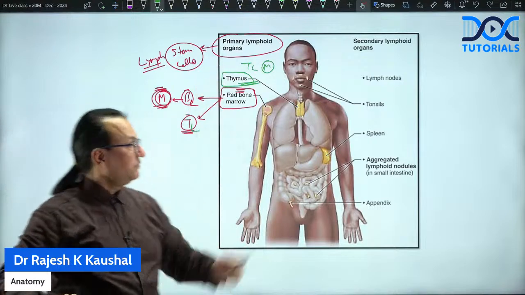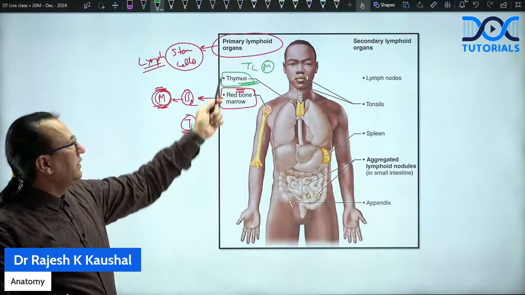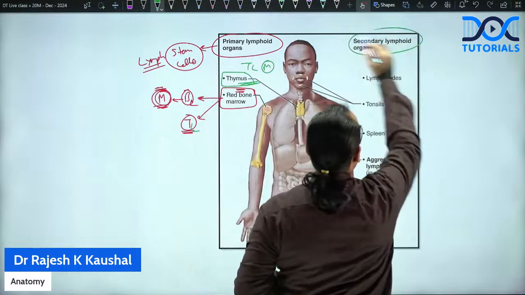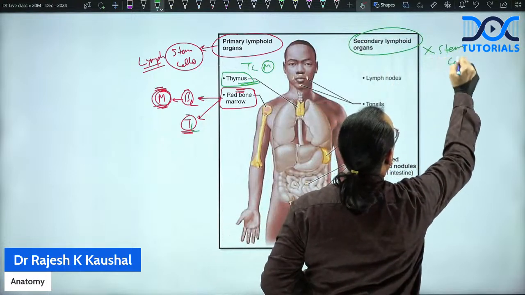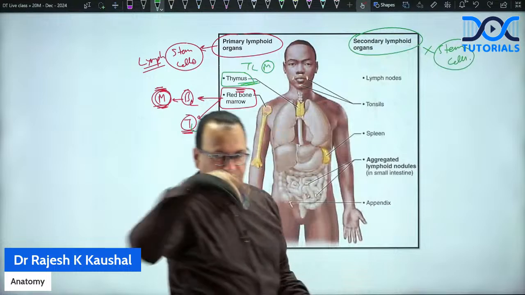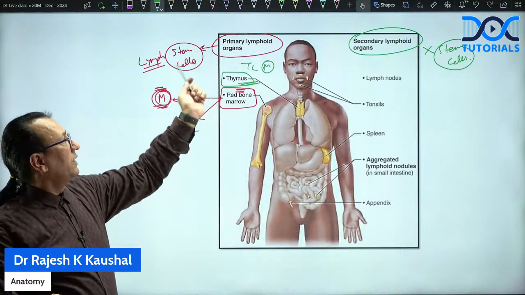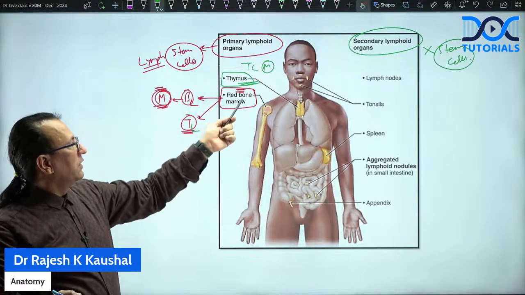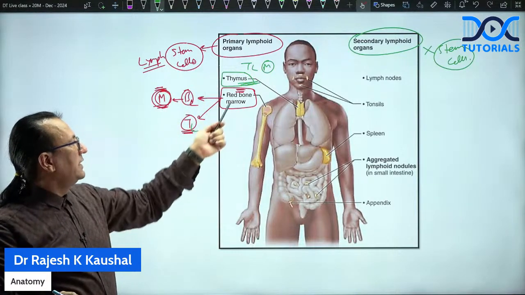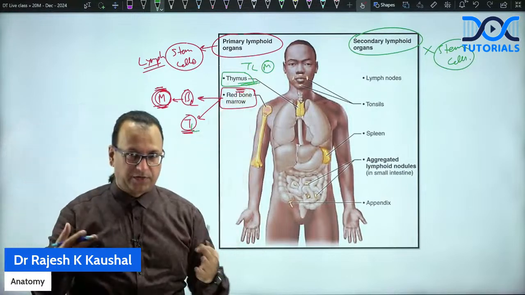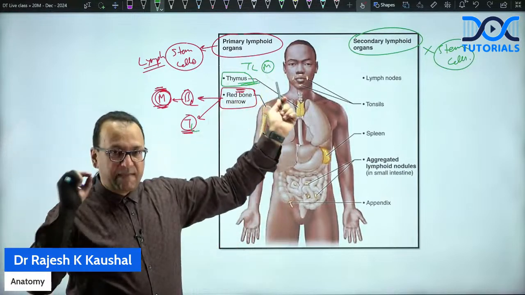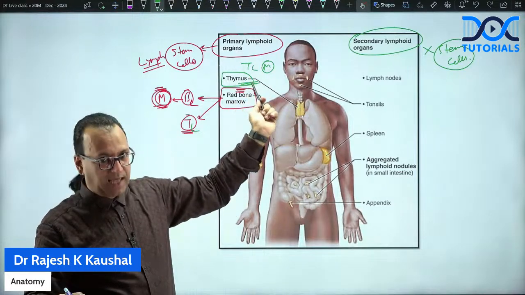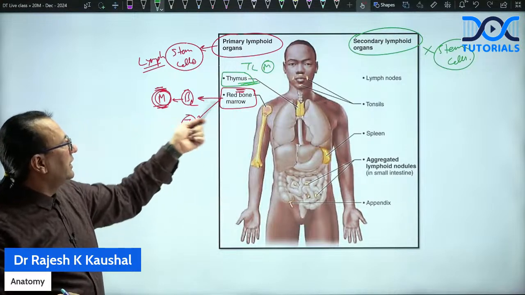Why are bone marrow and thymus primary lymphoid organs? Because they have stem cells. Secondary lymphoid organs do not have stem cells. So that is different. If primary lymphoid organs have stem cells, what do they do? They form lymphocytes. Like the red bone marrow has formed B and T lymphocyte, and T lymphocyte will go to thymus. T for T, thymus trained lymphocyte. Maturation of T lymphocyte happens in thymus, and maturation of B lymphocyte happens in bone marrow.